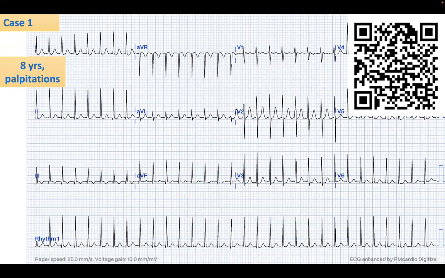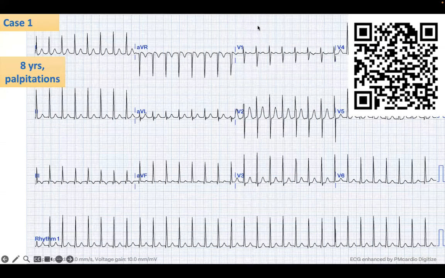SVT. Okay, Sahar, what did you say? SVT. Yes, why do you say that? Narrow-complex tachycardia. I couldn't see P waves. Okay, so narrow-complex tachycardia, regular. Yes. P waves are not well seen, right? Yes. Okay. Does anyone have any disagreement, guys? No, I think SVT.